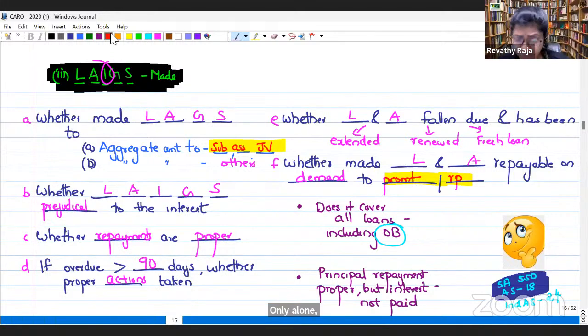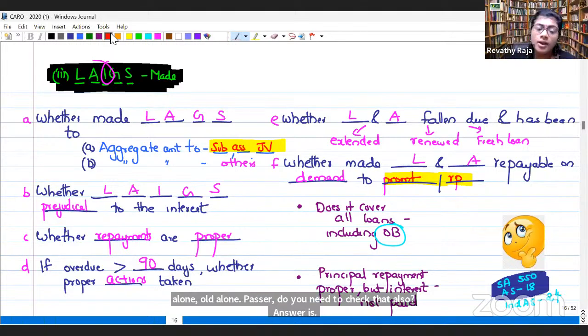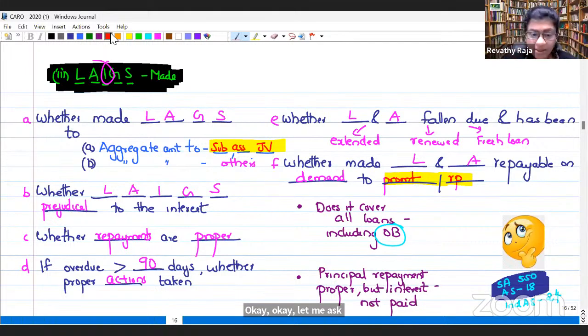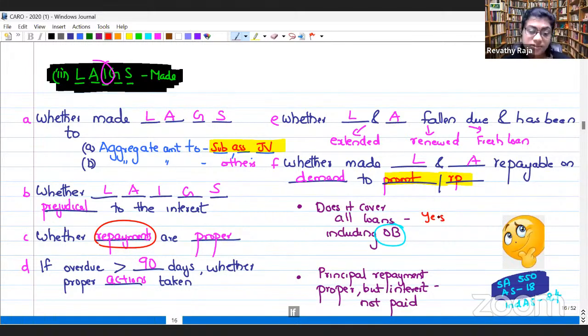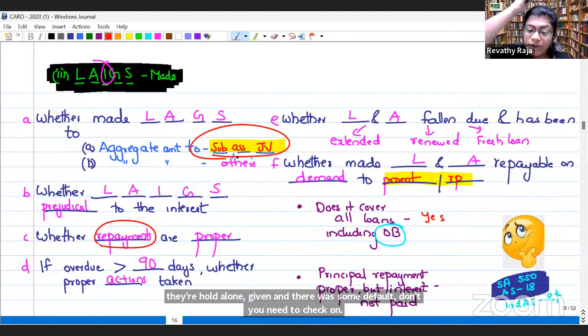Answer is, okay, let me ask you. You're saying no. If there was no repayment issue of loan given last March, don't you need to check? If those old loans were given and there was some default, don't you need to check? Answer is yes. And the aggregate amount will include even old loans.